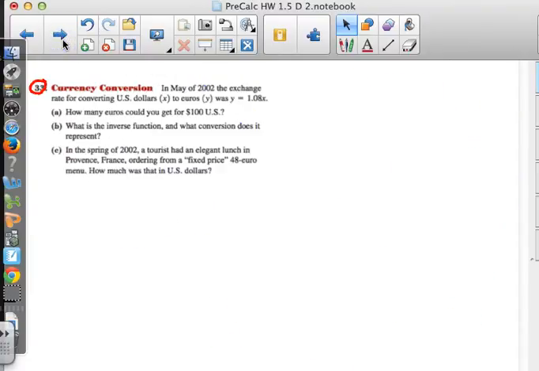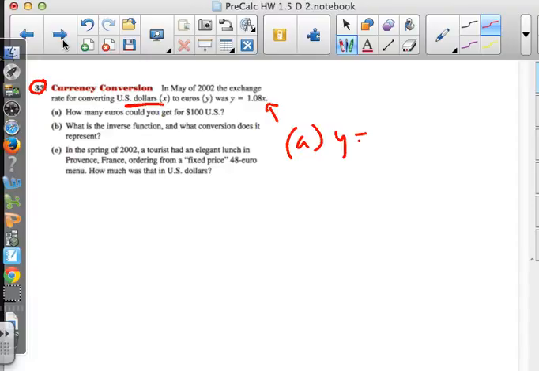Number 33, we have some currency conversion taking place here. And this says that in May of 2002, the exchange rate for converting US dollars to euros was y equals 1.08x. And A says, how many euros could you get for 100 US dollars? Well, if this is the exchange rate and US dollars are x, then for part A, we're just going to stick a 100 in there. And that will give us 108 euros.